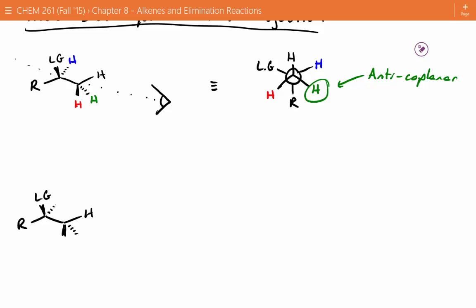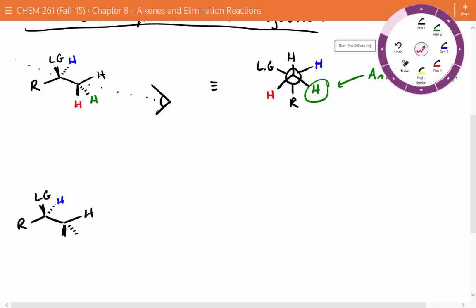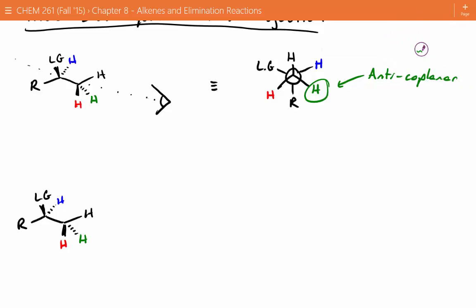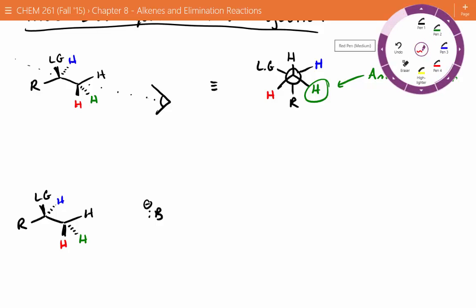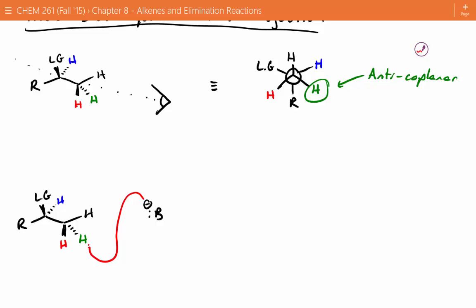Let's keep the same color scheme going. So I've got the blue hydrogen here, red hydrogen down here, green hydrogen here. And if we have this react with the base, we said it has to go after the anticoplanar proton, the one that's facing the opposite direction. So if we draw the full mechanism, it's going to attack here, clamp down, and kick off our leaving group.